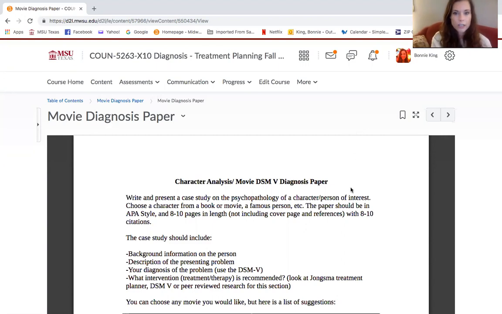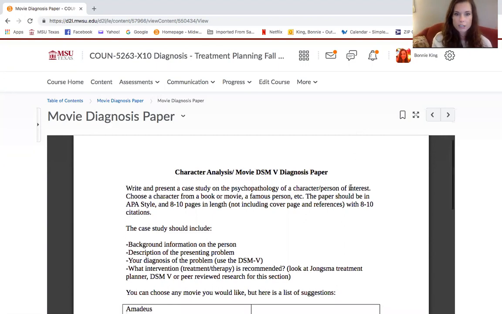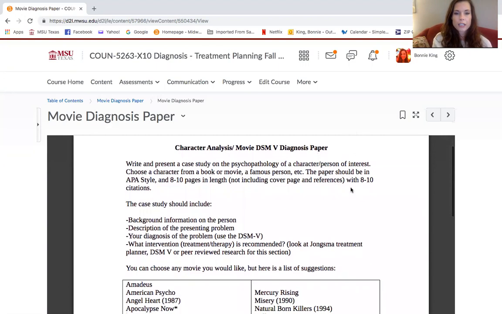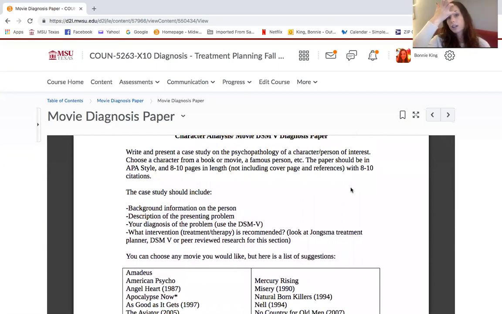Okay, so what I want you to do is write a case study on the psychopathology of a character or person of interest. This could be a movie, a book, a famous person, maybe a TV show, as long as you have enough information to share with me, lots of information about the person. I want it to be in APA style, 8 to 10 pages, not including the cover page and references, with 8 to 10 citations.